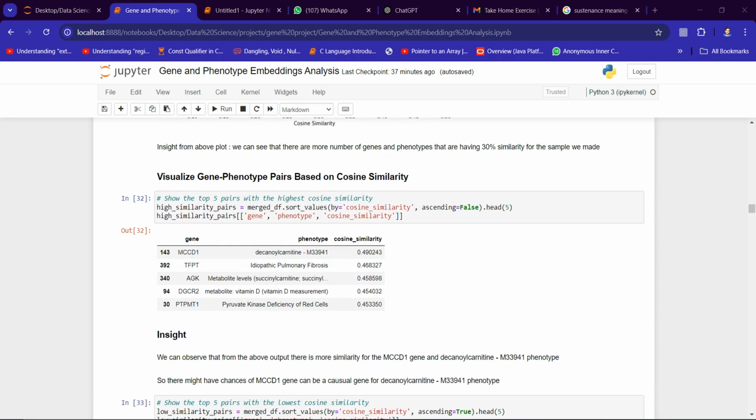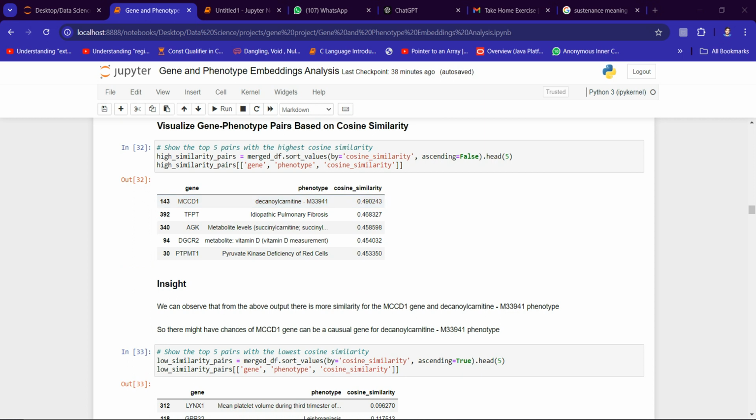Next, we are visualizing gene phenotype pairs based on cosine similarity. These are the highest cosine similarity genes and phenotypes. There may be an insight like this gene is a causal gene for this phenotype. There might be chances to conclude it more strongly. We have to go through all the data and find the cosine similarity for this gene to this phenotype wholly, then we can say that strongly. But here we sampled 500 records only, so we can't say it more accurately.